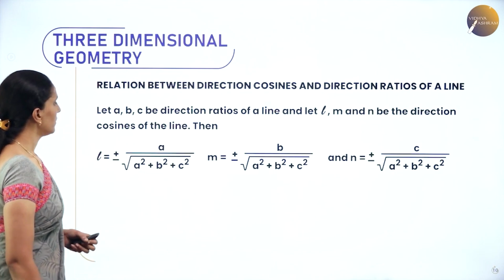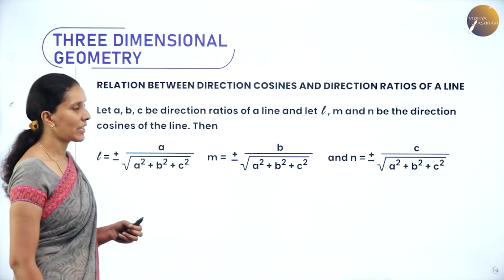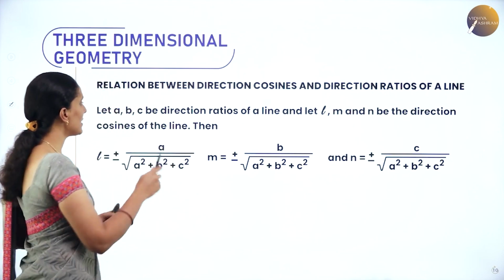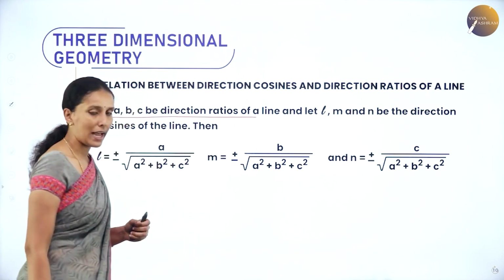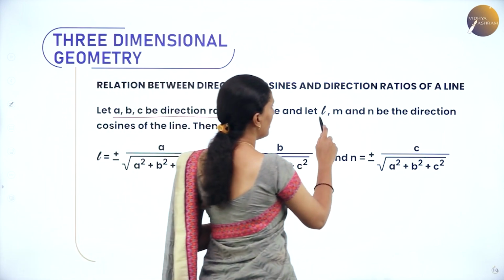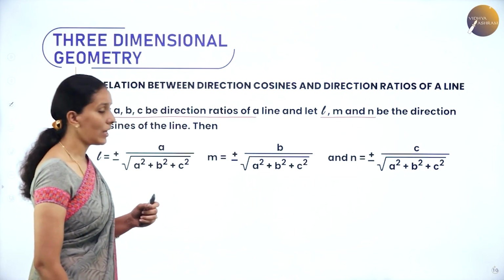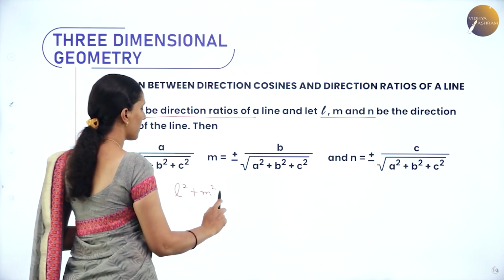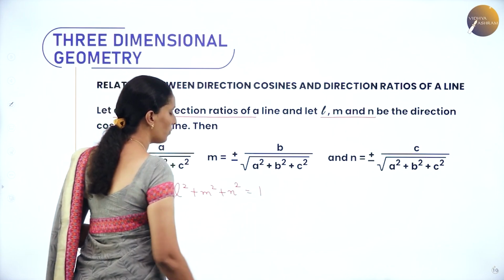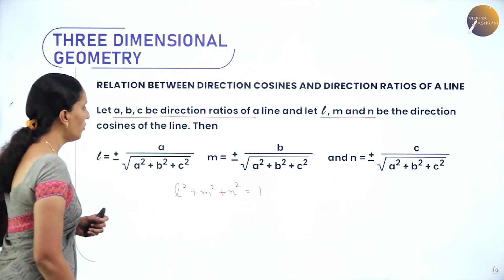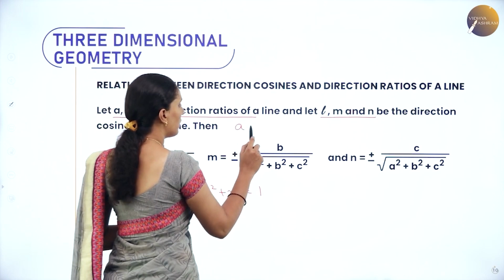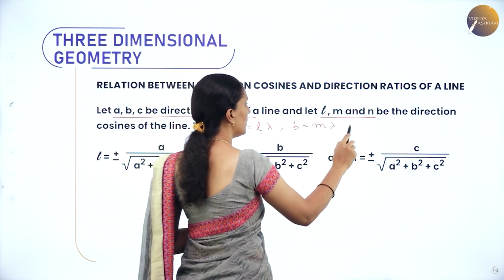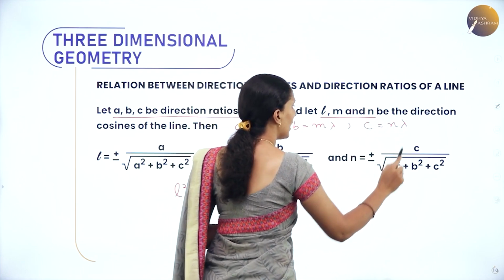Next, relation between direction cosines and direction ratios of a line. I already said to you that if A, B, C are the direction ratios of a line and L, M, N be the direction cosines of a line, we know the relation that L square plus M square plus N square is equal to 1. Also, we know that A is equal to L lambda, B is equal to M lambda and C is equal to N lambda.